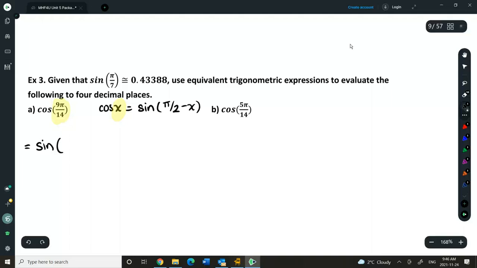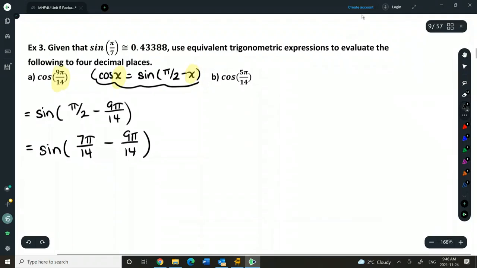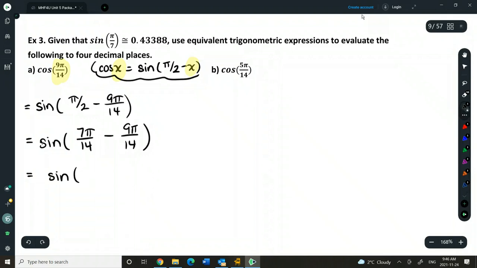Lucas? Would that be sine bracket pi over 2 minus 9 pi over 14? Yeah. So we're just subbing that in for x, right? Great. So we sub it in here and also here. If I want to subtract pi over 2 and 9 pi over 14, I'm going to need a common denominator. And that common denominator will be 14. So I'll multiply the bottom and top here by 7. I'll get 7 pi over 14. What's 7 pi minus 9 pi? Negative 2 pi over 14, which reduces to what? Oliver? Negative pi over 7.